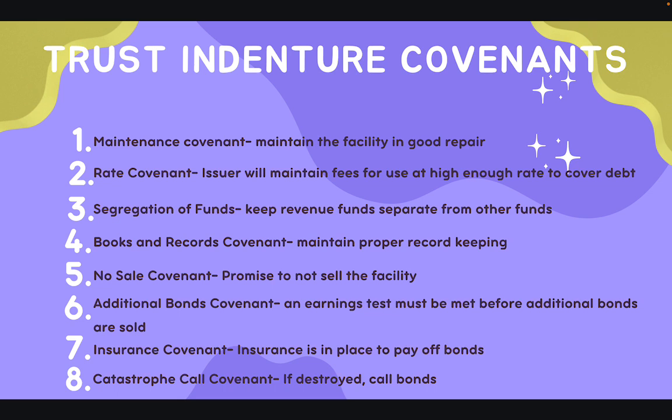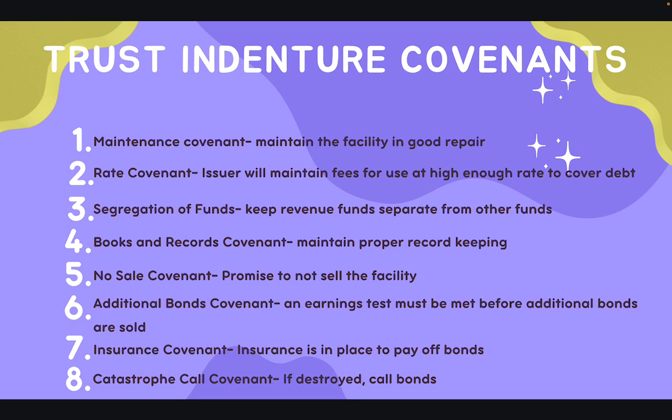So we can't just charge 25 cents every time someone comes. We've got to charge them an arm and a leg. And segregation of funds: we promise to keep the revenue funds separate from our other funds. Books and records covenant: we promise to maintain proper record keeping. No sale covenant: we promise to not sell the facility. And generally that's for a length of time, like until the bonds are paid back. Additional bonds covenant: an earnings test must be met before additional bonds are sold.